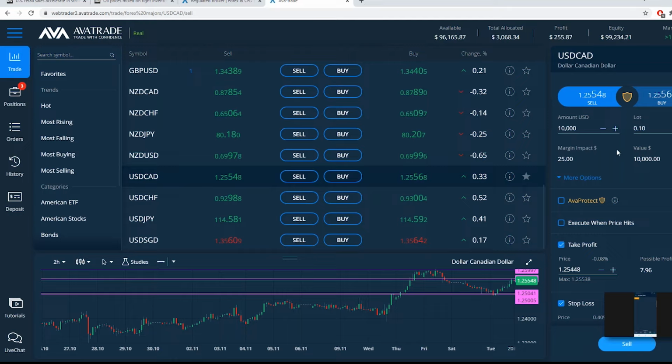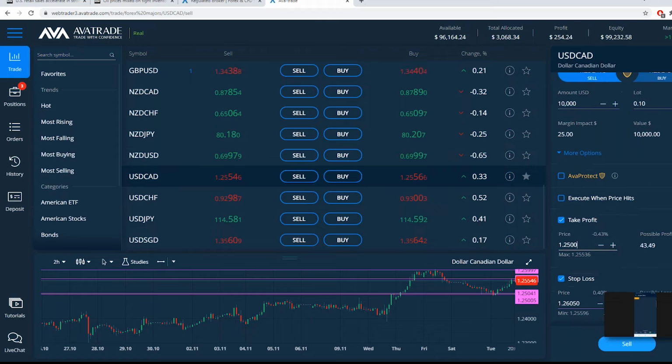Let's go a certain number of pips maybe below the current price. So if it's at 125.54, let's go 125 even. Nice round number. We don't have to break that spot. And let me move my phone app out of the way so we can see everything. So we see my potential profit is a little bit larger than my risk.